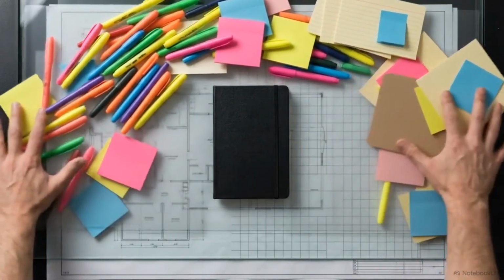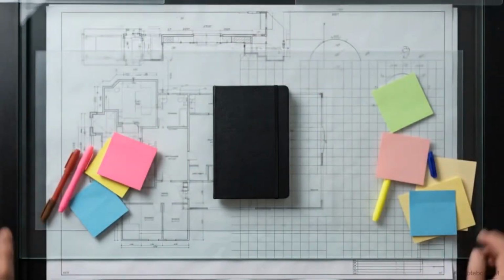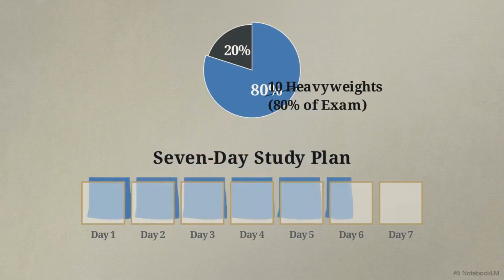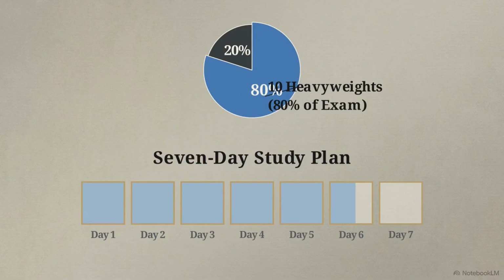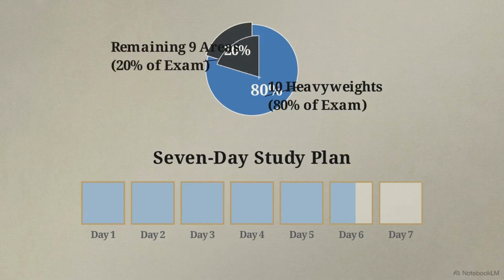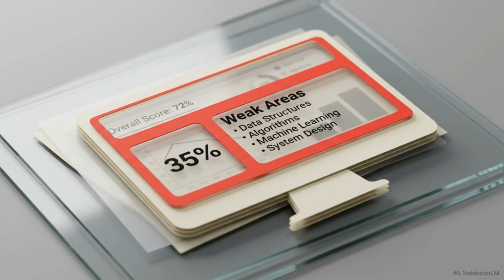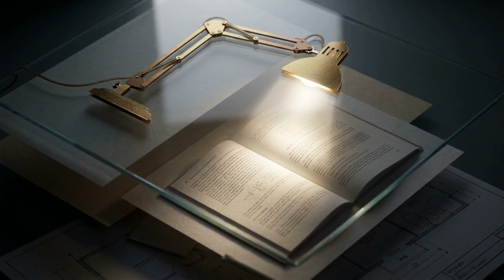Now you have to apply it to your actual schedule. This chart lays out a strict 7-day initial study plan. Spend exactly 80% of your initial study time digesting those 10 heavyweights we just covered. Leave only 20% of your week for the remaining 9 areas. After that first week, you must abandon this generic weighting. You'll need to run a diagnostic to find your personal blind spots, and then shift all your hours toward the subjects where your accuracy is lowest.